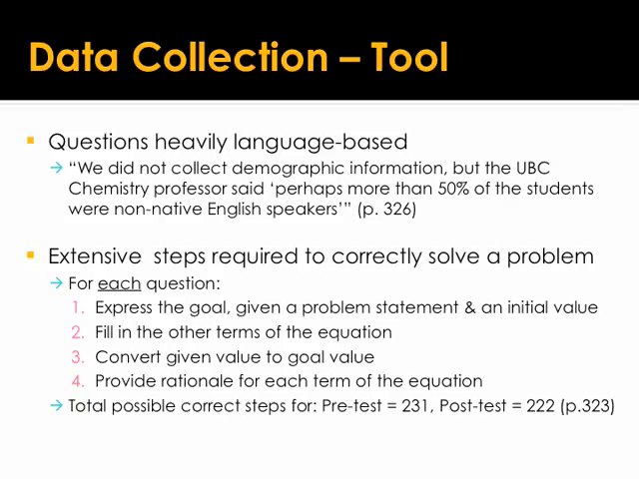Also, there was an extensive number of steps required to correctly solve a problem. For each question, each participant had to express the goal, fill in all of the terms, so all the blanks in the equation, convert the given value to goal value, and provide rationale for each term. For example, the total possible correct steps for the pre-test were 231, and for the post-test, 222.